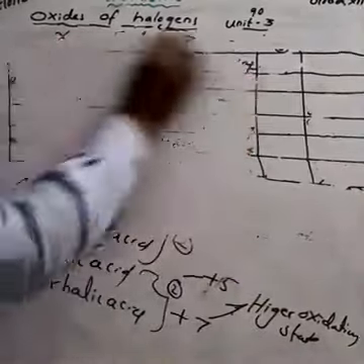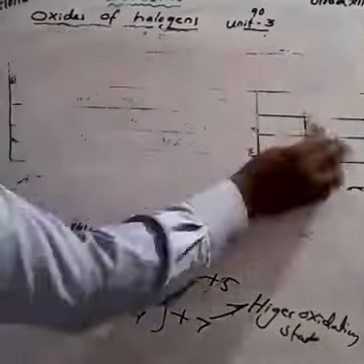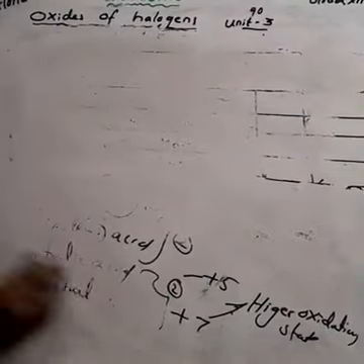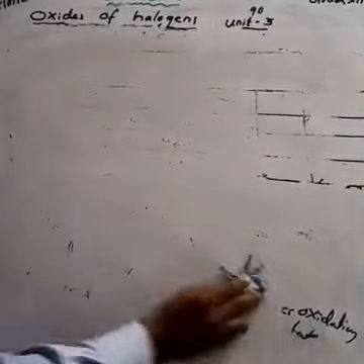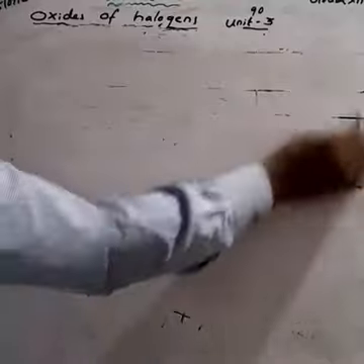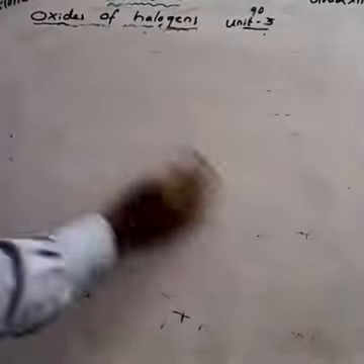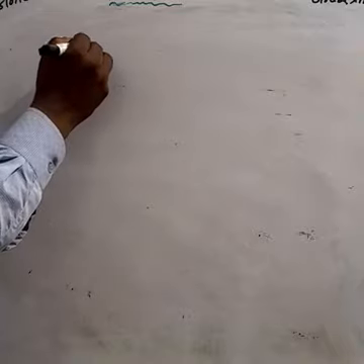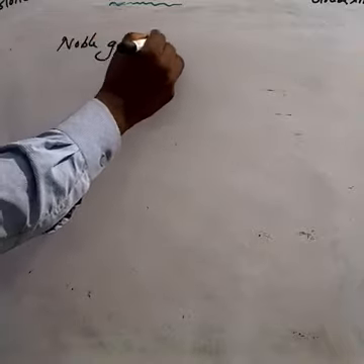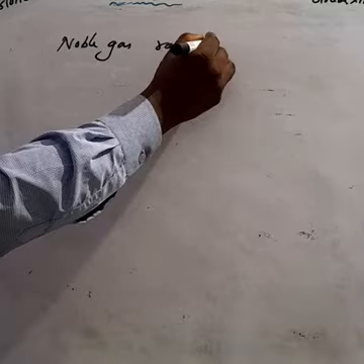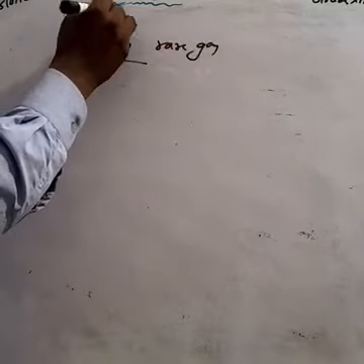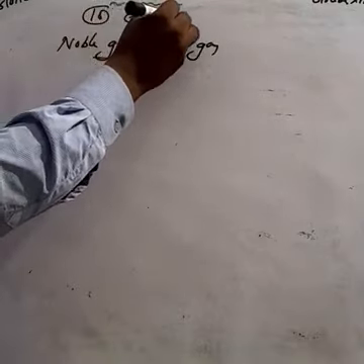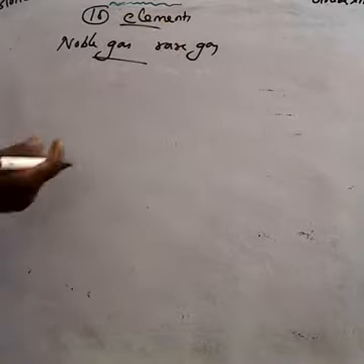Next, we can discuss group 18 inert gas elements. Here, inert gas means group 18 elements, otherwise called noble gases, otherwise called rare gases. What about the occurrence? Noble gases occur in the atmosphere. That is helium, neon, argon, krypton, xenon, radon, everything.